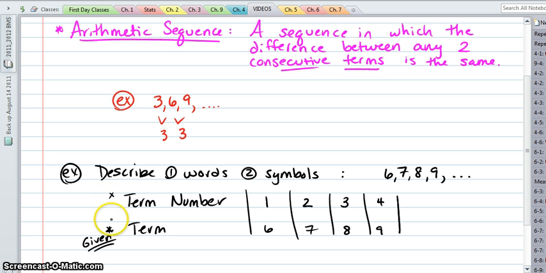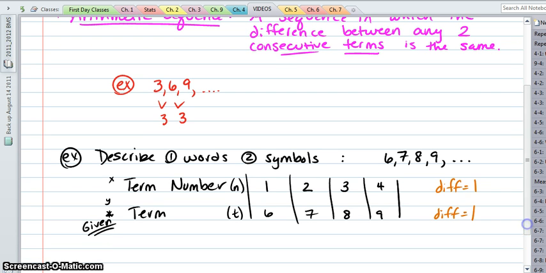So if we were using X and Y, I could do that. Or if we're going to say the term number is represented by N and T for term, we could do that as well. Again, it doesn't really matter as long as you define it and use your own variables. So let's take a look here. To get from 1 to 2, 2 to 3, 3 to 4, we have a difference of 1. Pretty basic. What about getting from 6 to 7, 7 to 8, 8 to 9? Well, there again, we have a difference of 1. So it turns out that the terms have a common difference of 1.